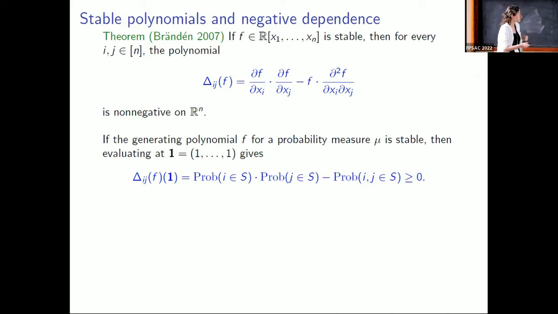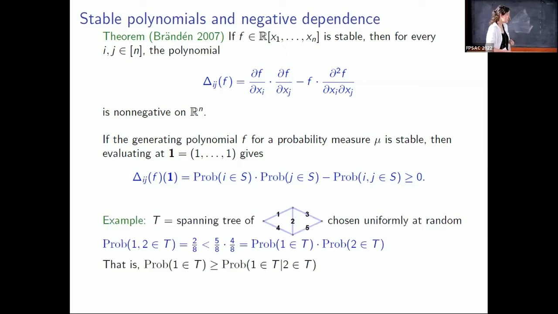So for example, if the coefficients of f index the probability of a certain subset appearing, then evaluating this polynomial at the all-ones vector tells you something about the probabilities of particular elements showing up in your randomly generated subset of 1 through n.